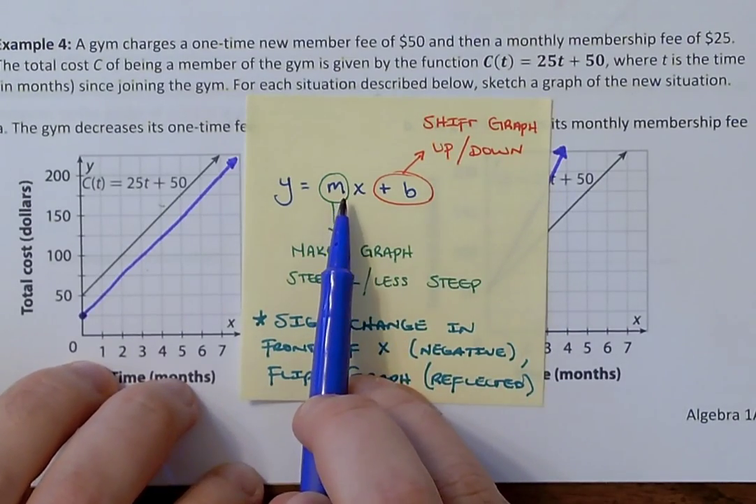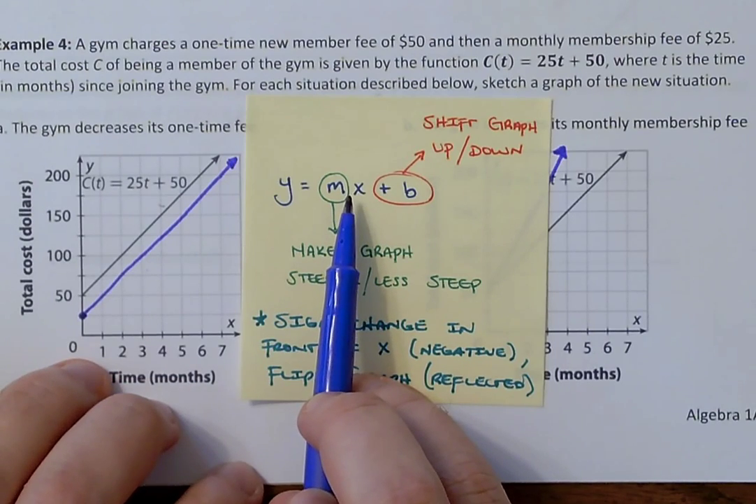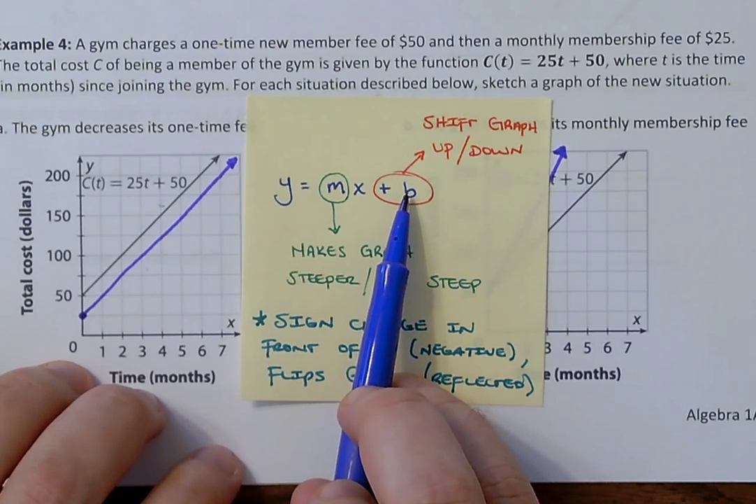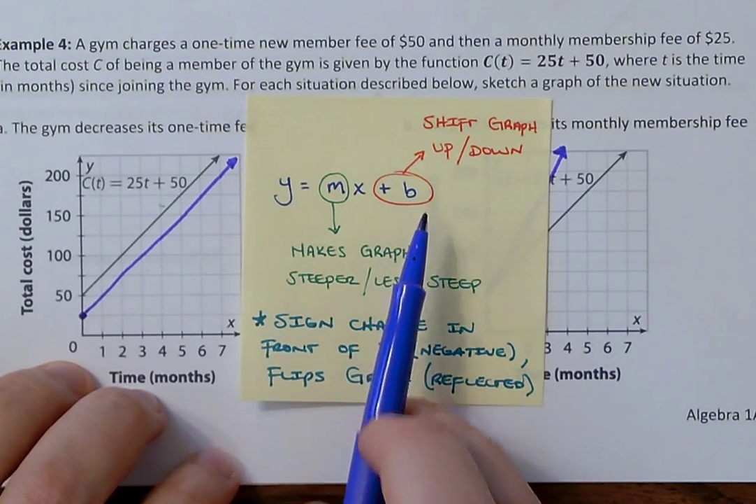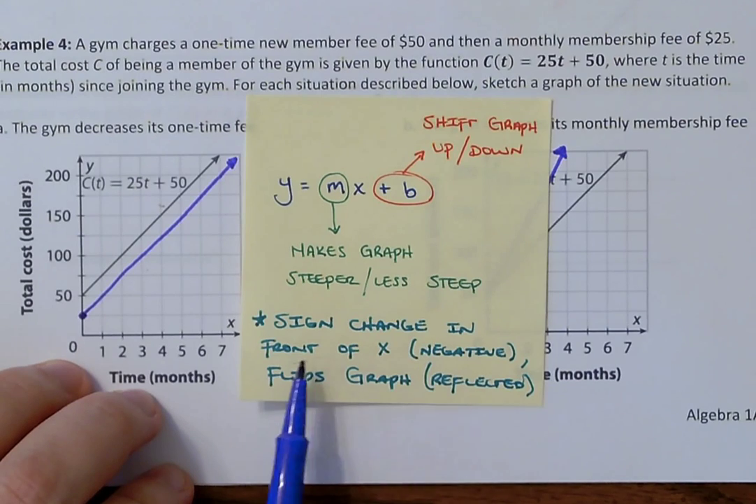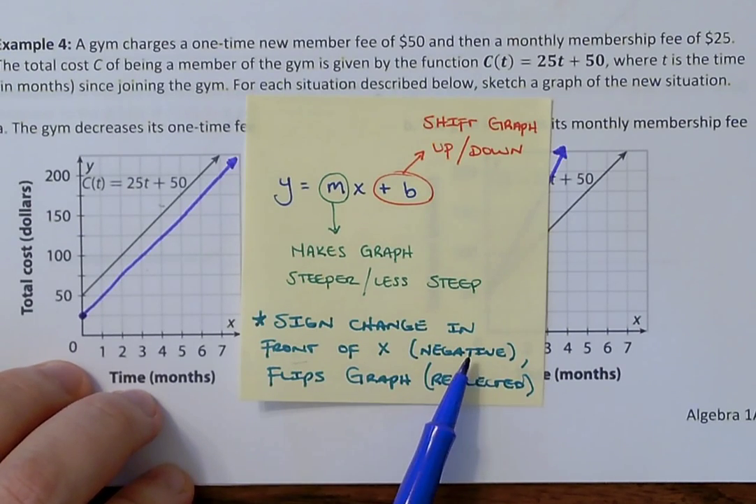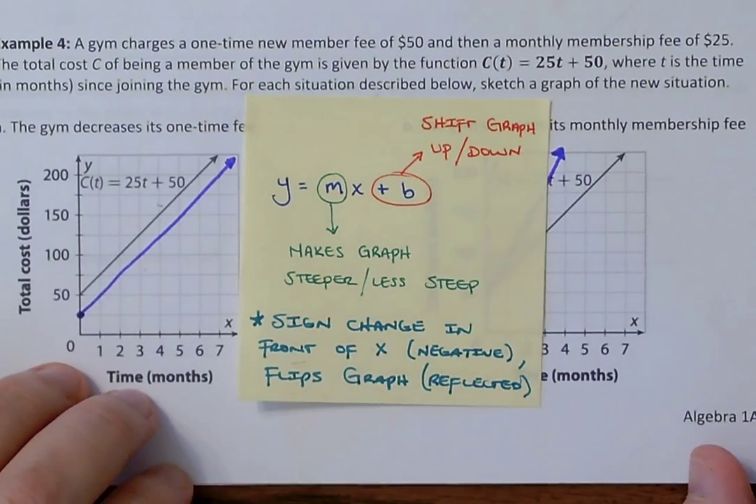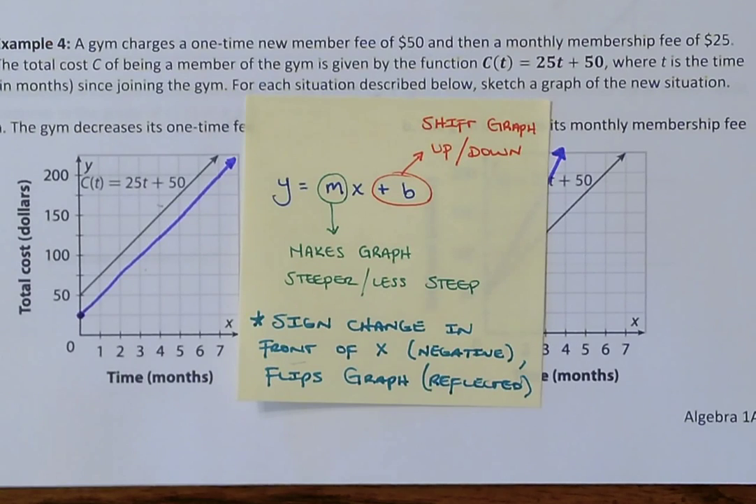So the number on x, if it gets bigger, it gets steeper. Smaller, less steep. The number that you add or subtract to x, if that gets larger, it moves the graph up. If it gets smaller, it moves the graph down. And know that a sign change in front of x, if it goes negative, it's going to flip the graph and reflect it. So that is our lesson for today on section 6.4, Transforming Linear Functions.